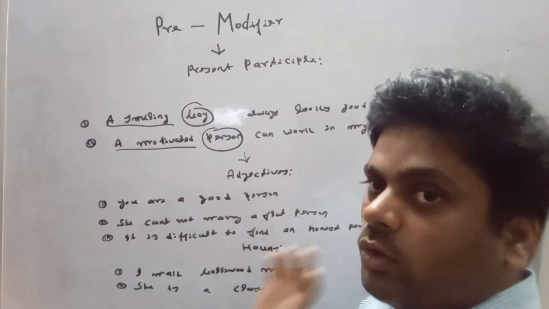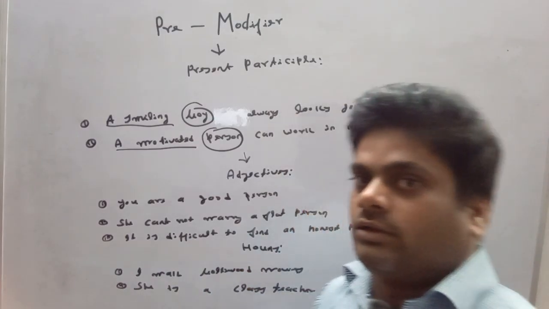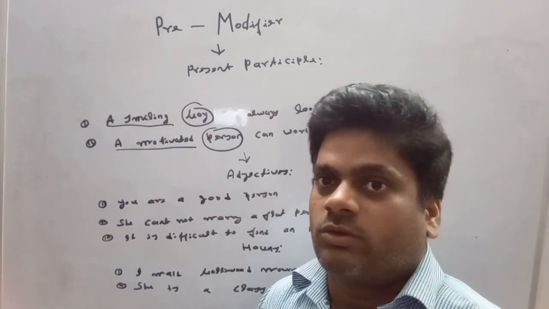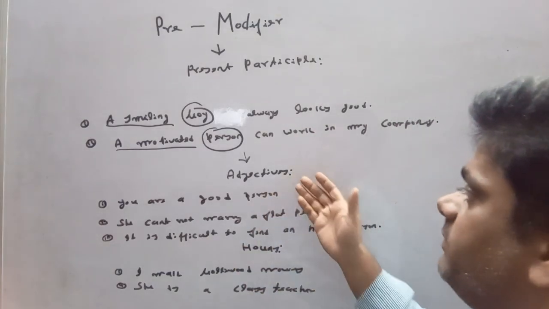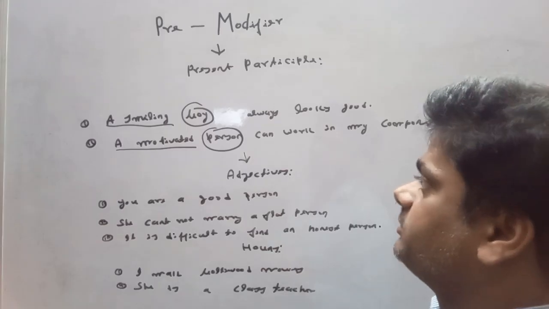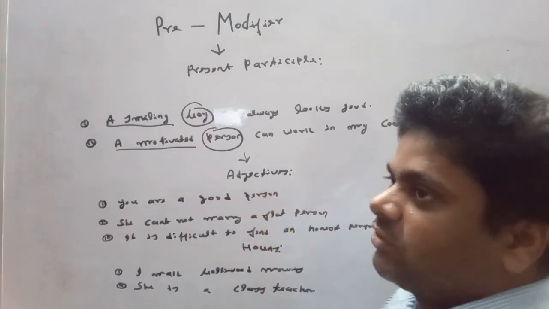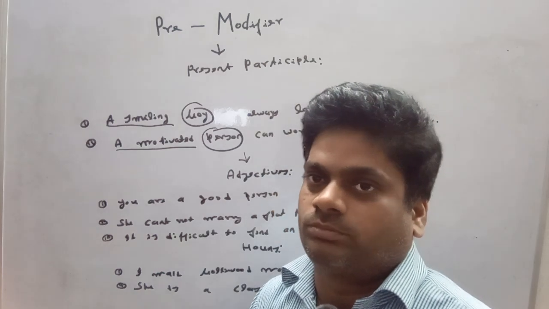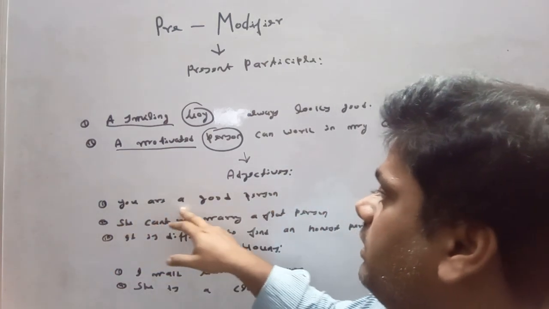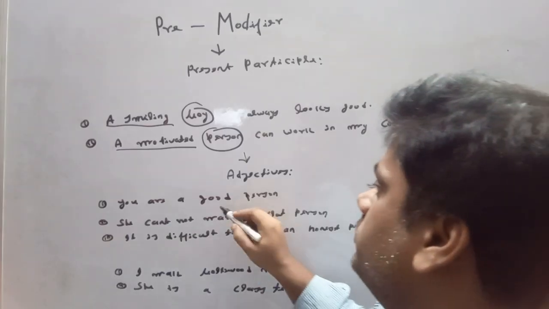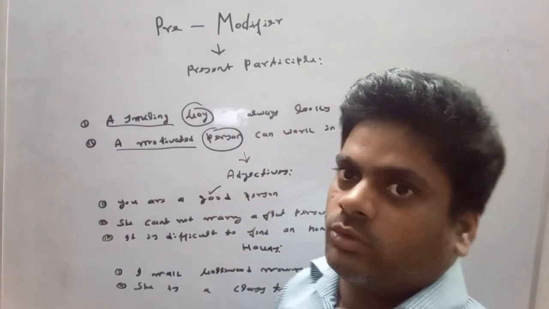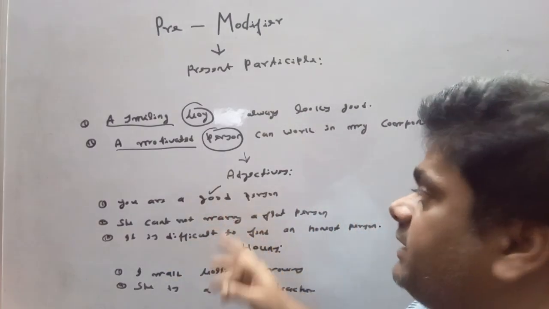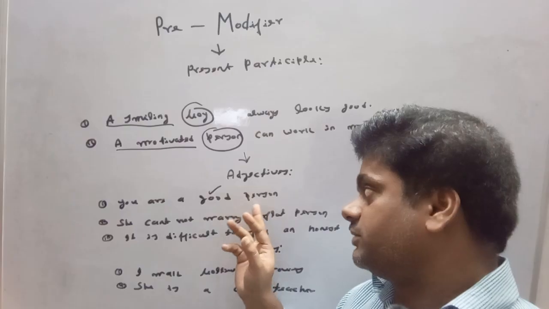Adjectives. These are the pure adjectives. Why do I say these are pure adjectives? Because here we are talking about only pure adjectives. It is not a participle, it is not a gerund, it is only a pure adjective. You are a good person. Here good is working as a pure adjective in the sentence and it is modifying the person. It is giving extra information about the noun person.